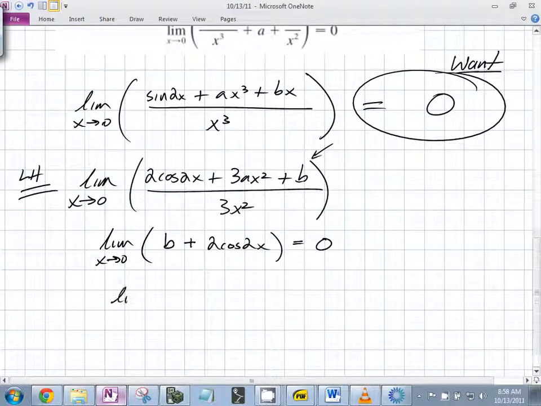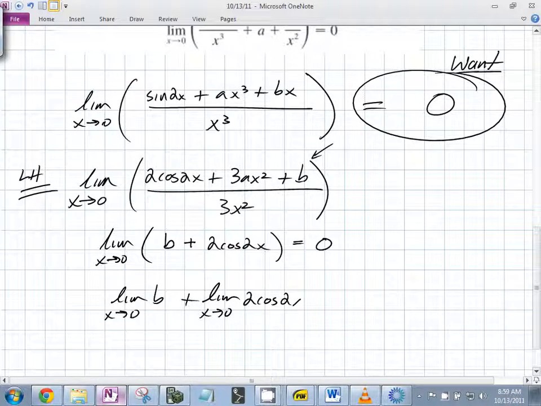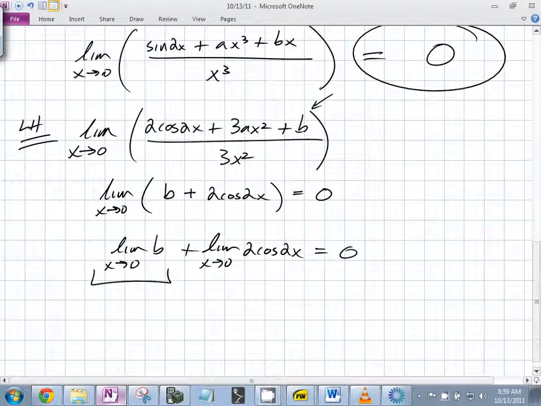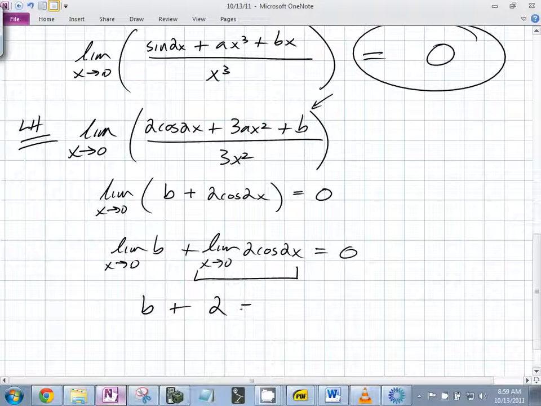So therefore you know that the limit as x goes to 0 of b plus the limit as x goes to 0 of 2 cosine 2x has to be 0. But we already know, what's the limit as x goes to 0 of b? B. So you know that b plus 2 equals 0. So what does b have to be? Negative 2.